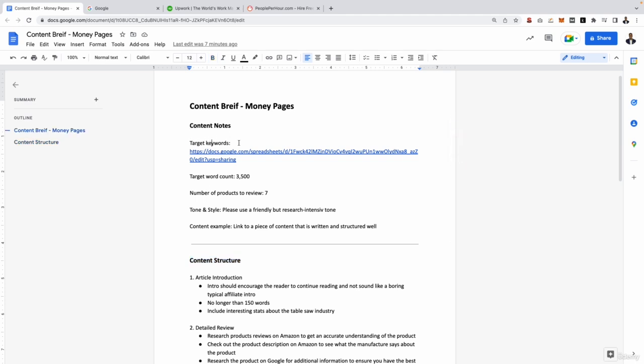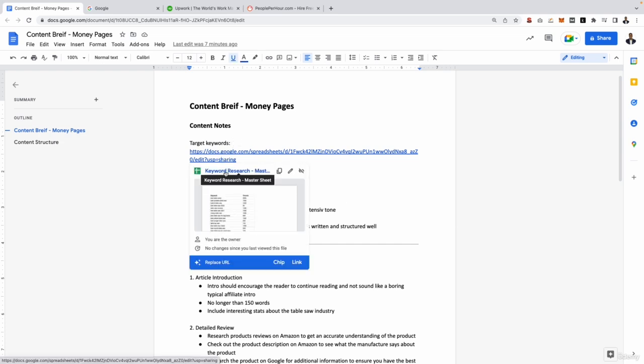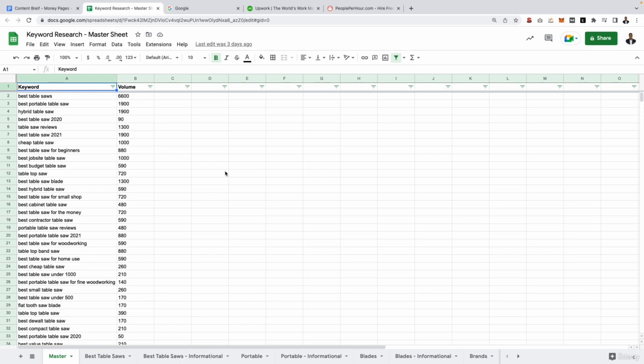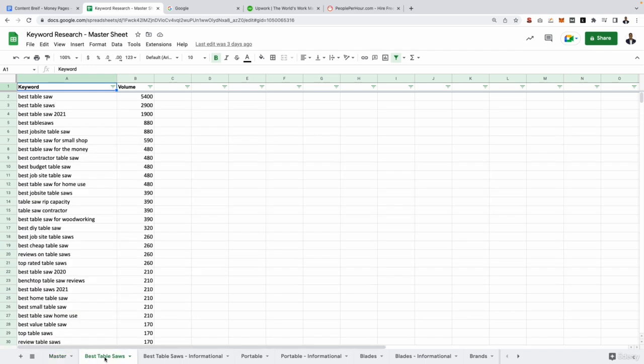So instead of just saying I'm targeting the keyword best table source, well, remember all that hard work we've done in the keyword research process? Well, we can literally just link to our keyword research sheet. So I would tell the writer that you'll be working on the best table source tab. And there you have it, all our keywords related to table source. So when they go to write that content, there is no doubt whatsoever what keywords they need to be targeting.